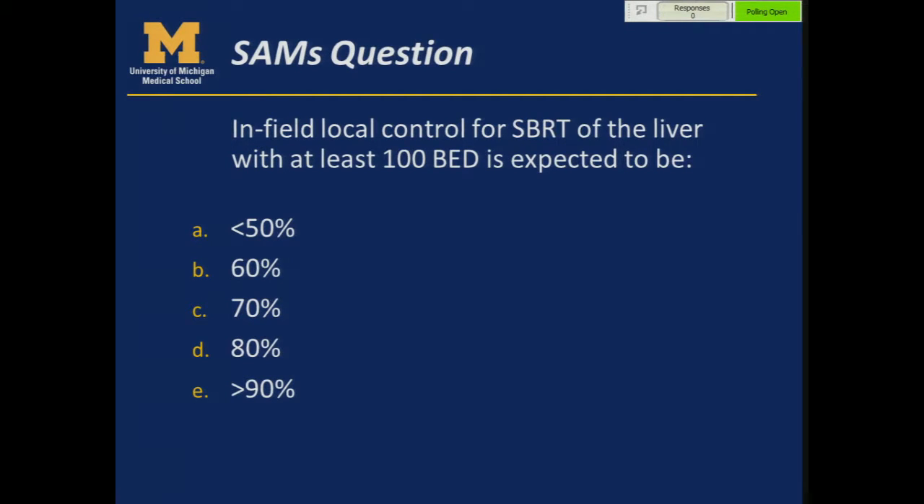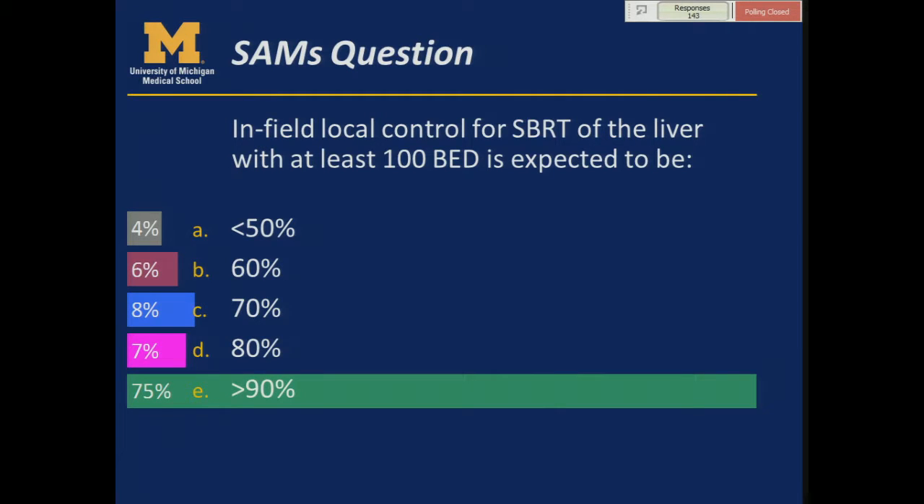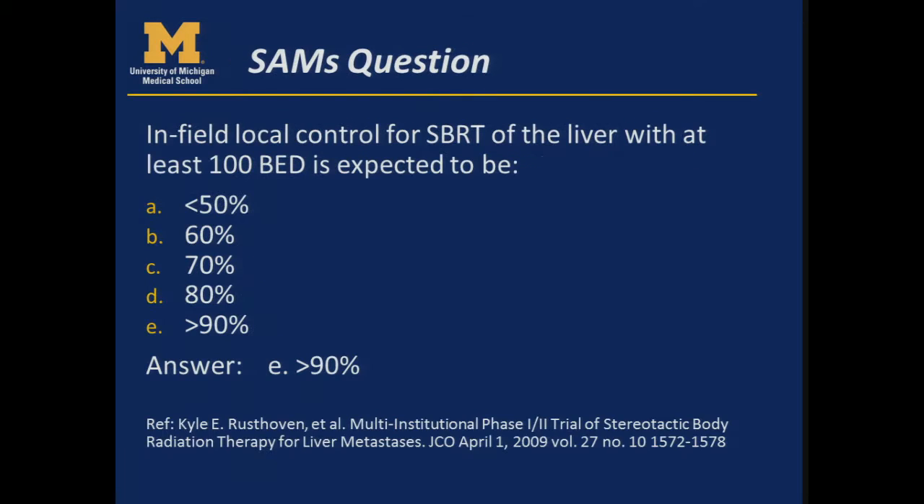First SAM question. In-field local control for SBRT of the liver with at least 100 BED is expected to be at least 90%.